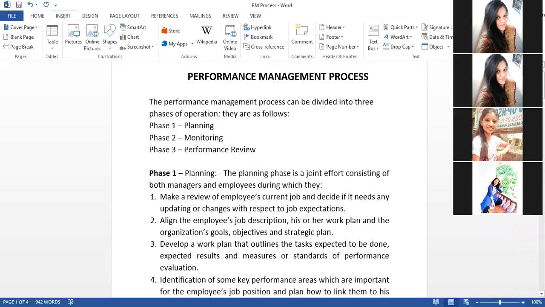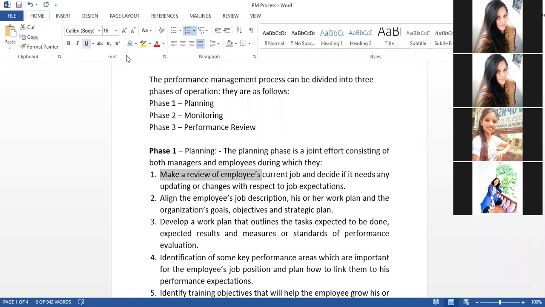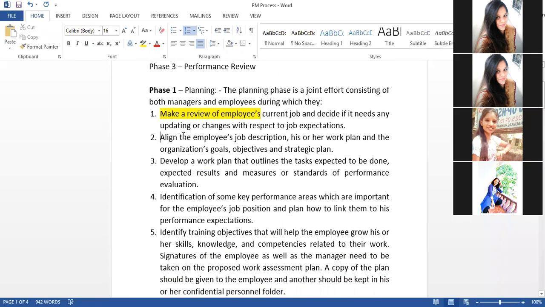What are you doing in planning? You are first going to make a review of what is, just 1 minute, I'll highlight it. Very first thing is you have to make a review. Planning always starts with a review. Understand what your current working system is, and whether that current working system is well equipped or not.